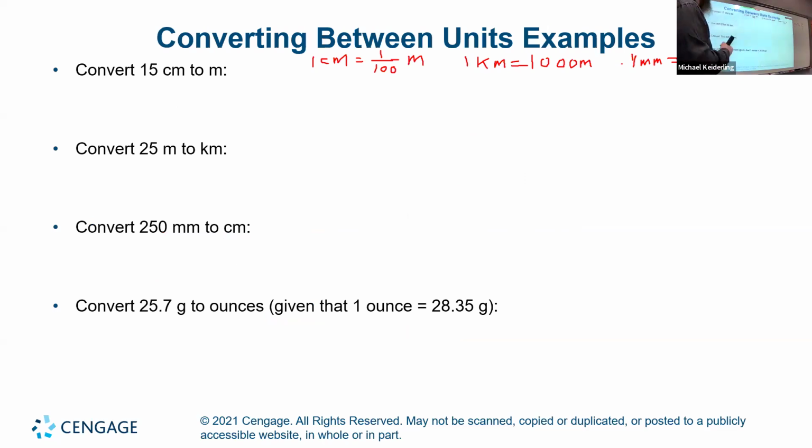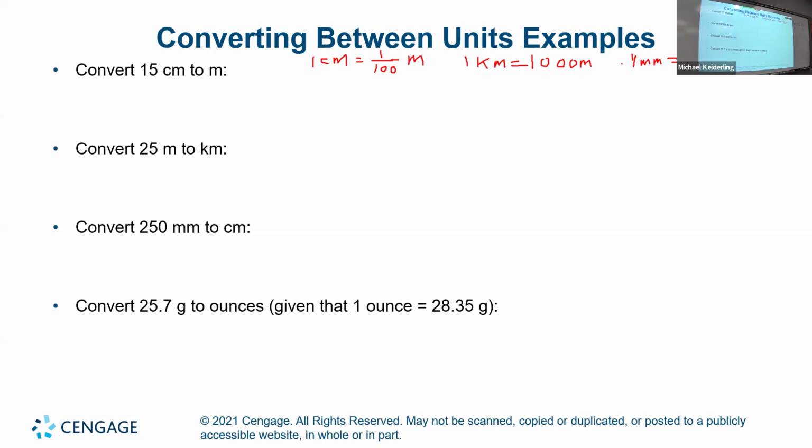So let's go through a few examples of conversion. The top three here are all metric conversions. I've included the metric conversions up here. 1 centimeter is 1/100th of a meter. 1 kilometer is 1,000 meters. Centi is 100th. Kilo is 1,000. Milli, 1 millimeter, is 1,000th of a meter. Milli is 1,000.